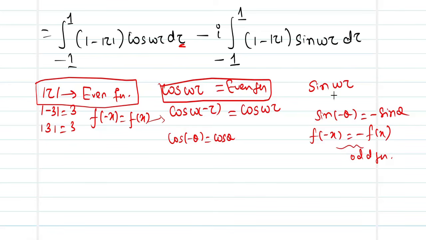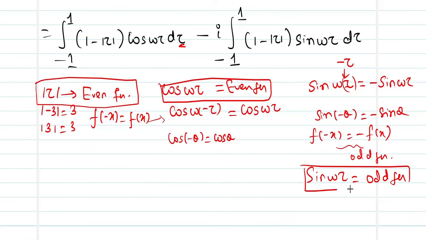So what we have, sine omega tau: if tau is replaced with minus tau, then I get the answer as minus sine omega tau. So if tau is replaced with minus tau, the value becomes minus sine omega tau. So sine omega tau is going to be an odd function. Now why are we discussing this odd function, even function and other things?